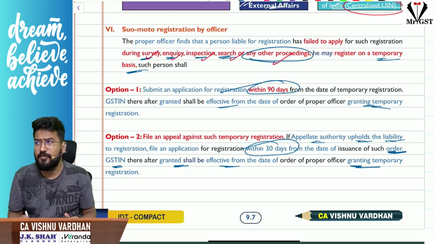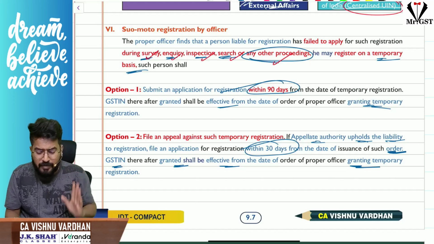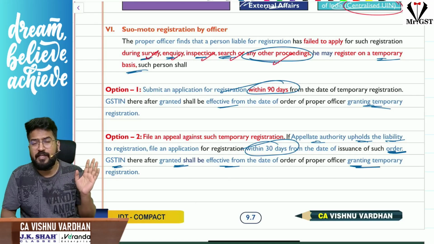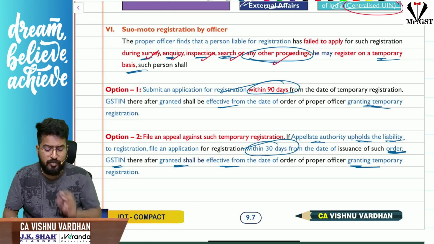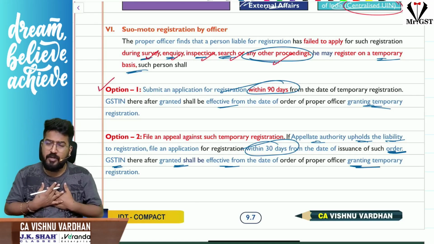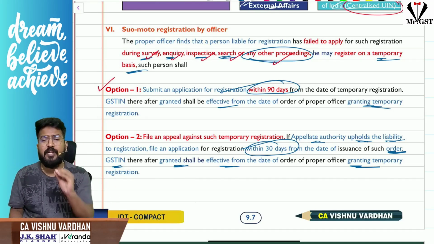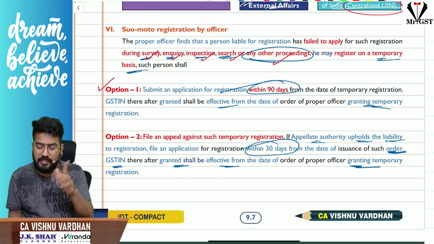Now what the proper officer will do is grant you temporary registration and ask you to submit all the relevant documents and then take the final registration. So what do you have to do now? You have one option. Yes sir, now I am caught red handedly, so let me apply for registration, submit all the documents whatever are required and take the registration. This is number one. Within 90 days you can do this.